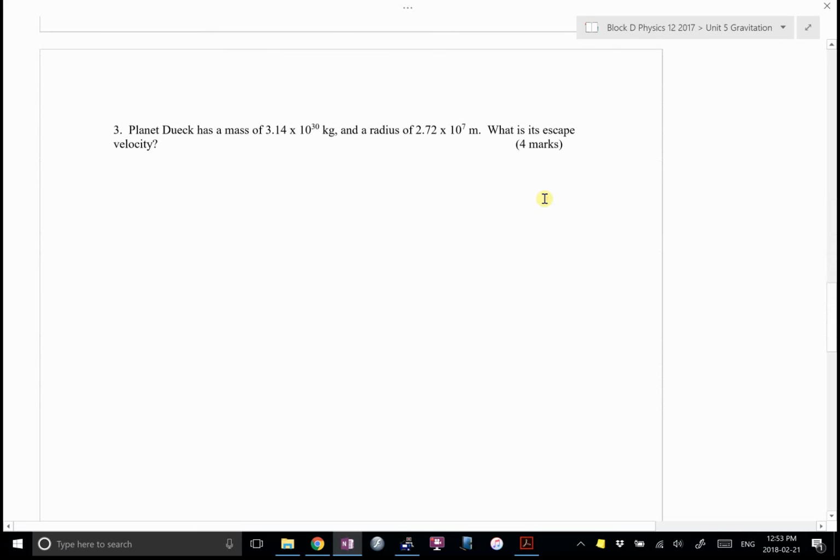Number 3, planet Dewick has a mass of 3.14 times 10 to the 30th kilograms. Mr. Dewick? Yes, Nate. Does your planet have a mass of pi times 10 to the 30th? Of course it would. And a radius of 2.72 times 10 to the 7th meters. Mr. Dewick? What, Caleb? Does your planet have a radius of E? Maybe, because why wouldn't it? What's its escape velocity?